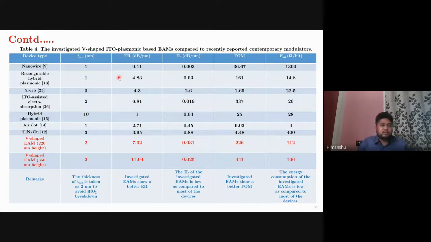This table shows the list of devices which we have compared along with our devices, that is the 220 nanometer based EAM and the 350 nanometer based EAM. Here we can see that a higher extinction ratio is observed for the 350 nanometer based EAM, around 11.04 dB, and a lower insertion loss of around 0.025 dB per micrometer compared to most devices except this reference one. The figure of merit is also very high compared to other devices for the 350 nanometer based EAM. The energy consumption per bit for the 220 nanometer based EAM is 112, and for the 350 nanometer it is 106.